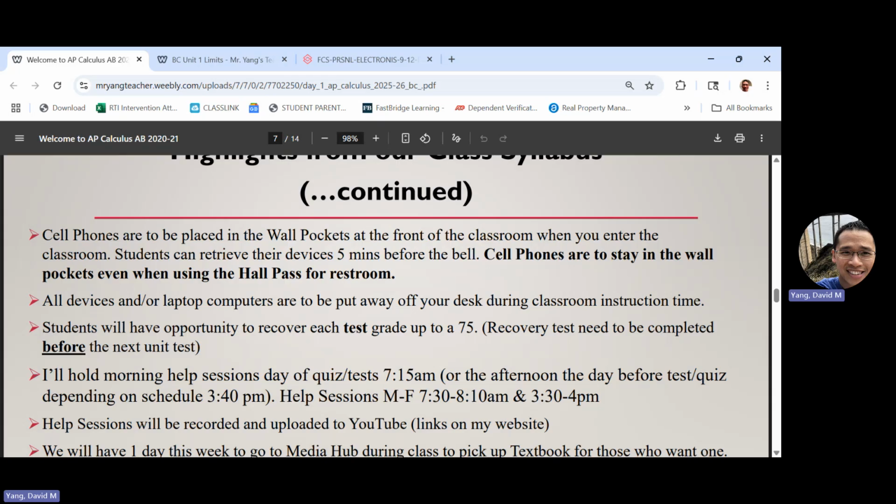This goes for not only your phones, but any personal device. So if you have headphones, if you have earbuds, I'll remind you each day that if you have earbuds or AirPods, you're putting them up. I also want you to put up your smartwatches as well. So either you have it up on the wall or I don't see it on you. Okay.